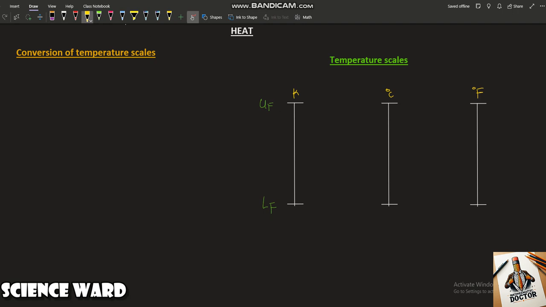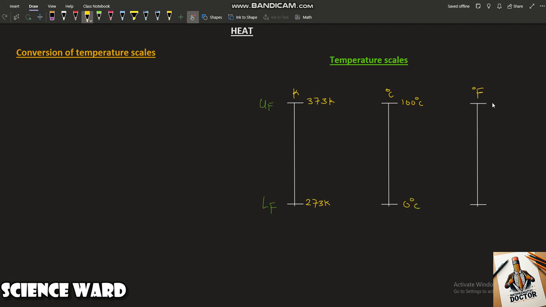Okay, right here, for our Kelvin scale, the upper fixed point is 373 Kelvin, and the lower fixed point is 273 Kelvin. And for the centigrade scale, the upper fixed point is 100 degrees Celsius, and the lower fixed point in this case is 0 degrees Celsius.